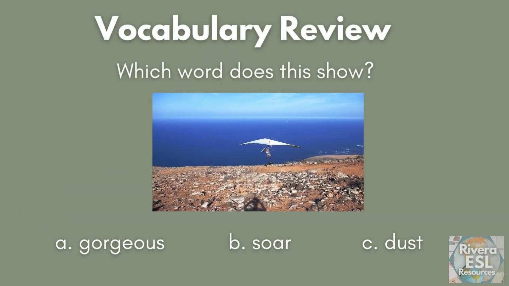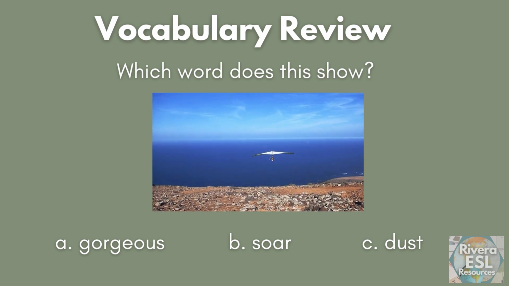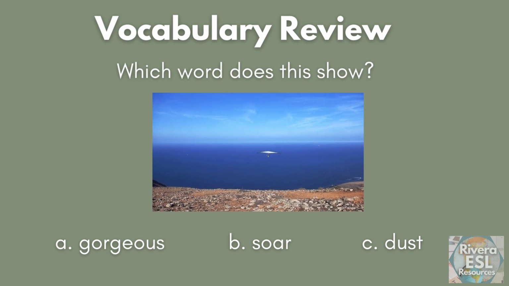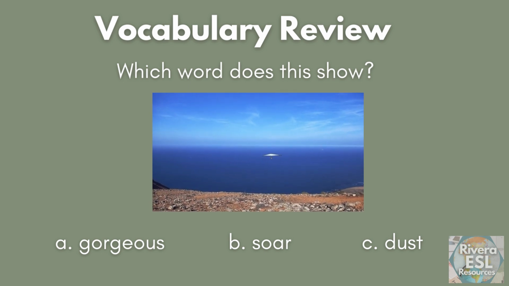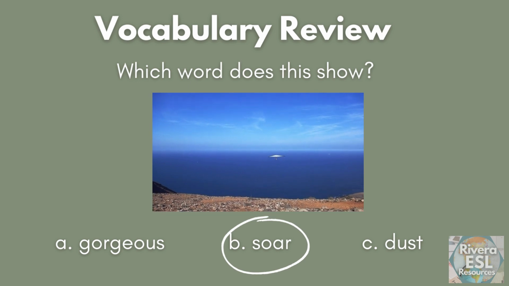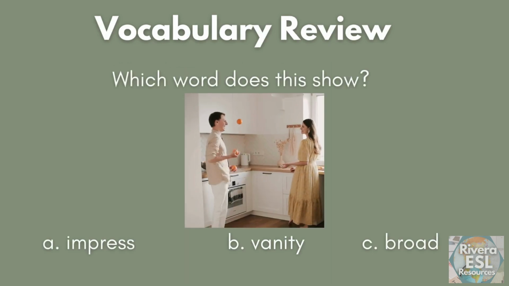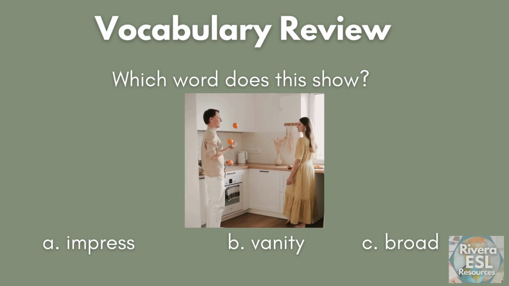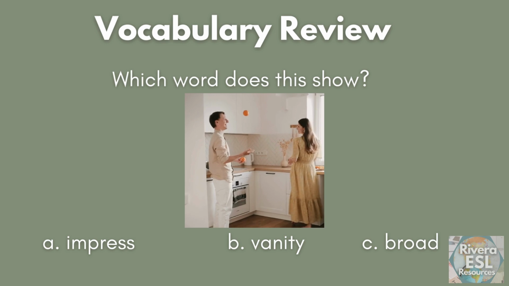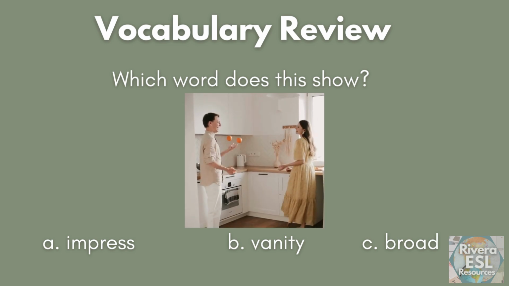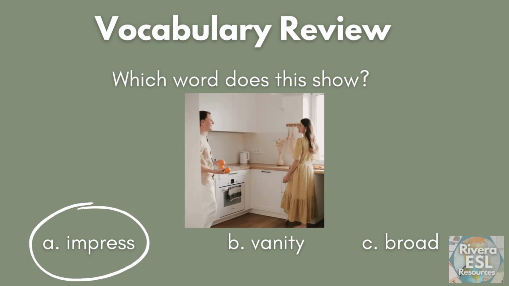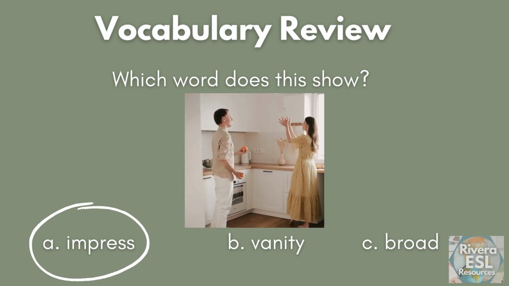Let's review some vocabulary. Which word does this show? A, gorgeous, B, soar, or C, dust? The answer is soar. Which word does this show? A, impress, B, vanity, or C, broad? The answer is A, impress. The man is trying to impress the woman with his juggling skills.